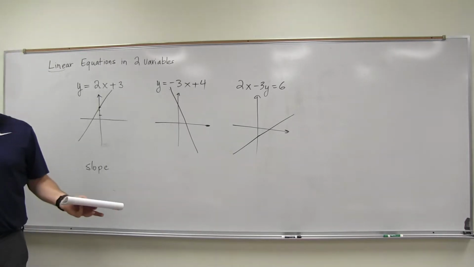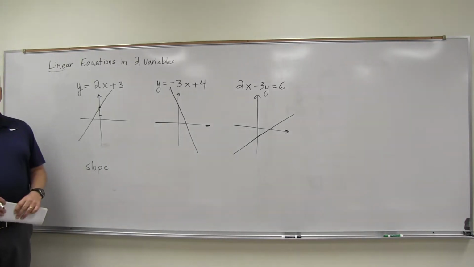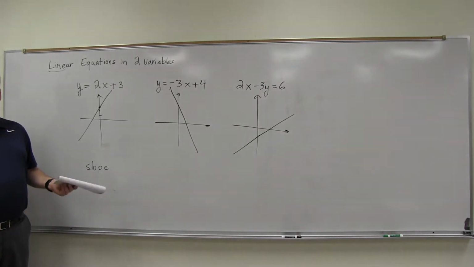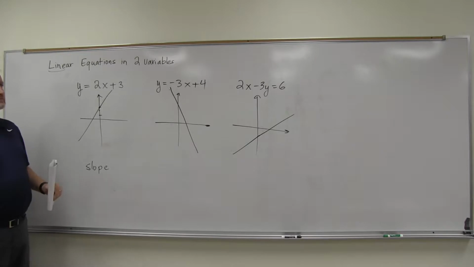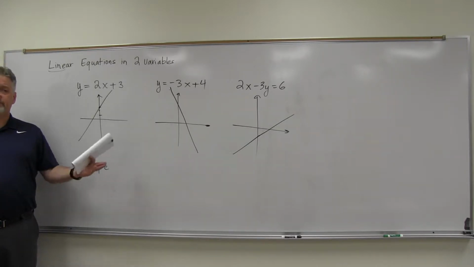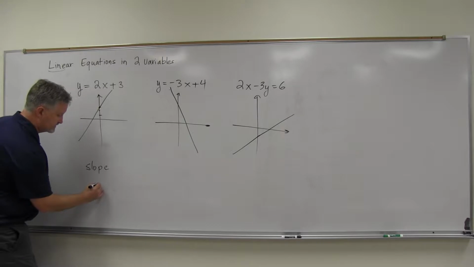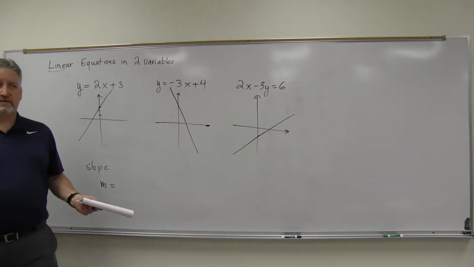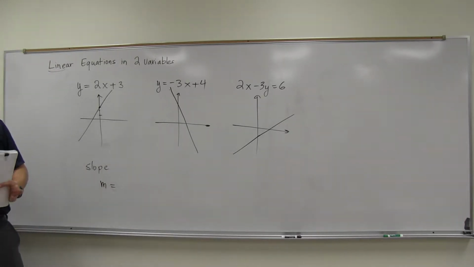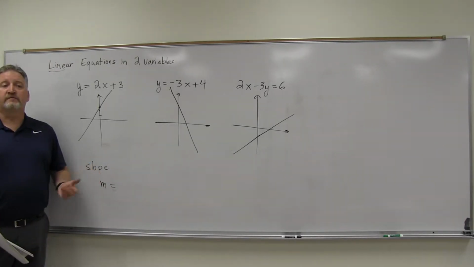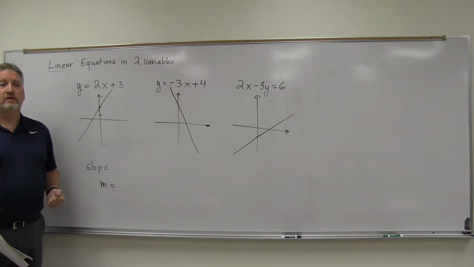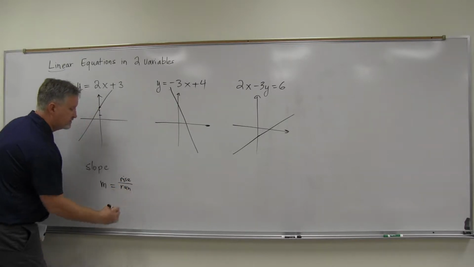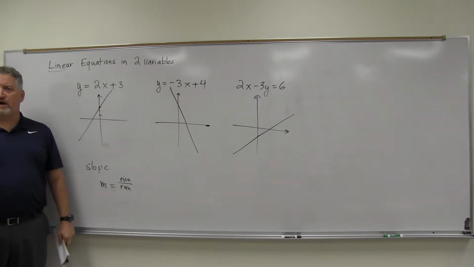Now, there are multiple things to know about slope. First of all, the way we designate slope is with the letter M. M is the slope. And then there are several ways that we talk about slope. Can you give me one of them? How do we designate slope? Rise over run? Okay. Yes, slope is defined to be the ratio of the rise to the run.